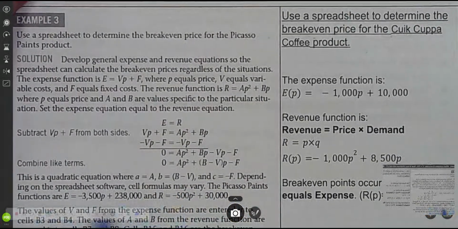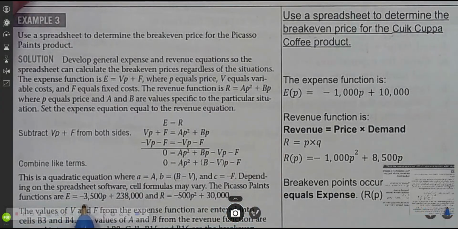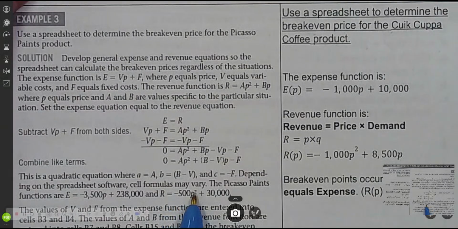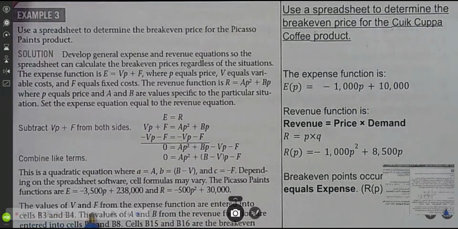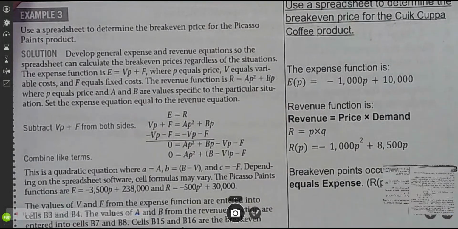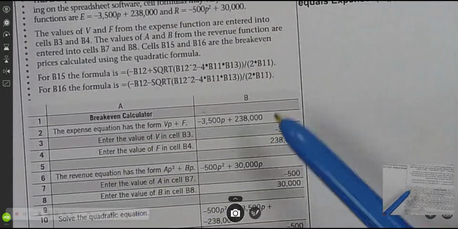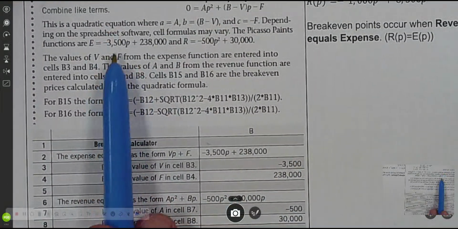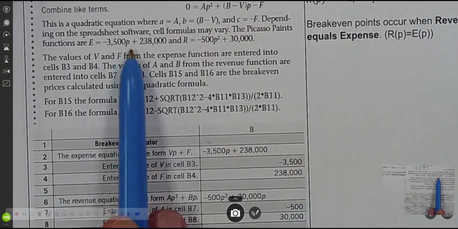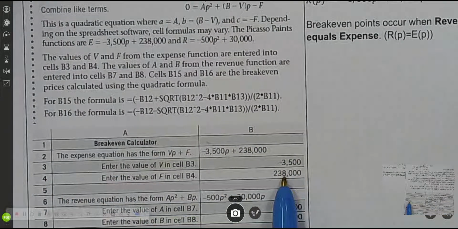Right? So depending on your spreadsheet software, cell formulas can vary. The Picasso Paint's functions are E equals negative 3,500 times P plus 238,000, and R equals negative 500 times P squared plus 30,000. The values of V and F from the expense function are entered into cells B3 and B4. There's B3 and B4. So they entered these two numbers from their expense function. Negative 3,500 went into B3, and 238,000 into B4, column B, row 4.